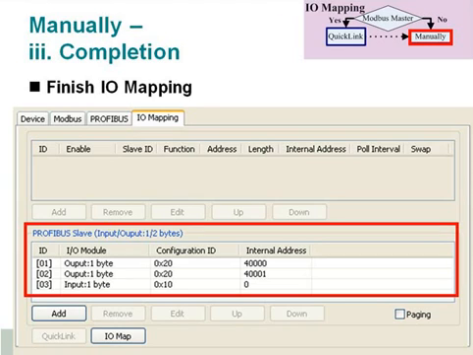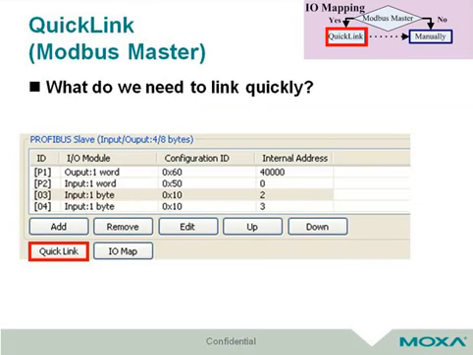As you add the I/O modules one by one, they will be shown in the I/O list. If the MGate 4101 is set as a Modbus master, a powerful feature called QuickLink can be used to map the I/O modules. And what do we need to link quickly?